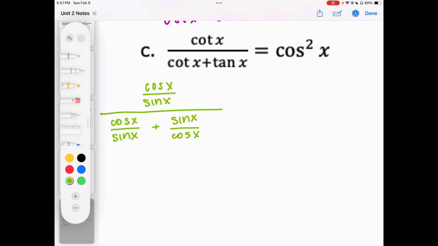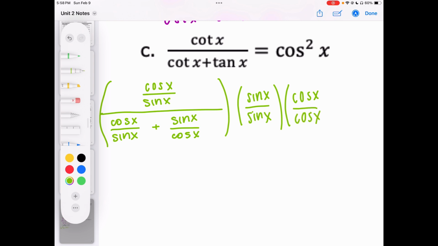There's a lot happening here, and so my instinct is to multiply everything by the denominators I need. So sine and cosine. I'm going to multiply by sine of x over sine of x, and I'm going to multiply by cosine of x over cosine of x. That way I'm hitting all my bases and I can immediately eliminate some stuff.